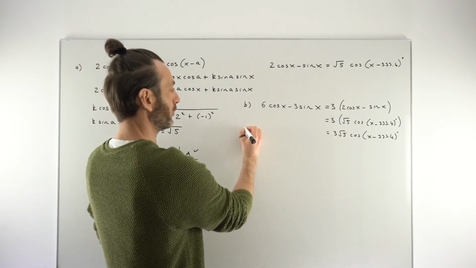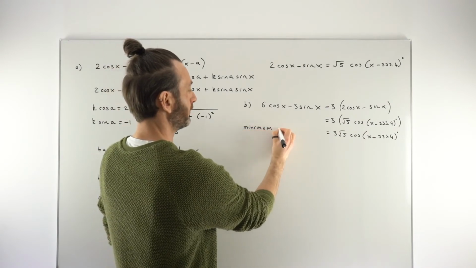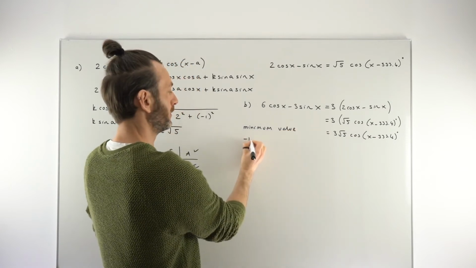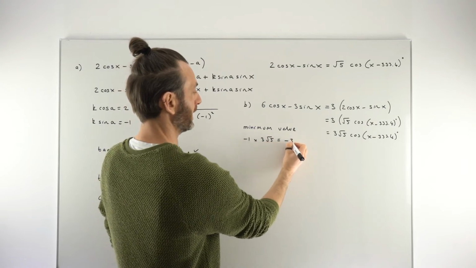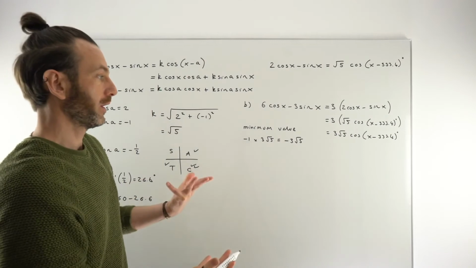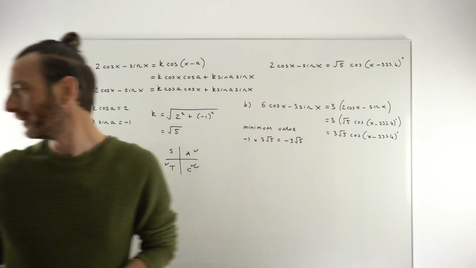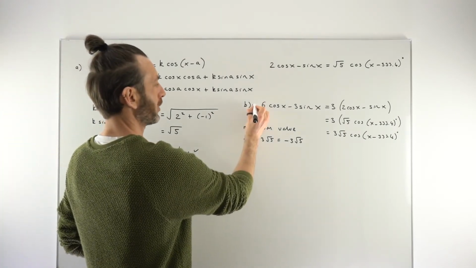So the minimum value is basically just -1 times 3√5, or you could probably just go straight to minus 3√5. So that is it. That is the minimum value. That's all we're looking for in that part of the question. And then in the final part of the question, so that was part B, part 1.